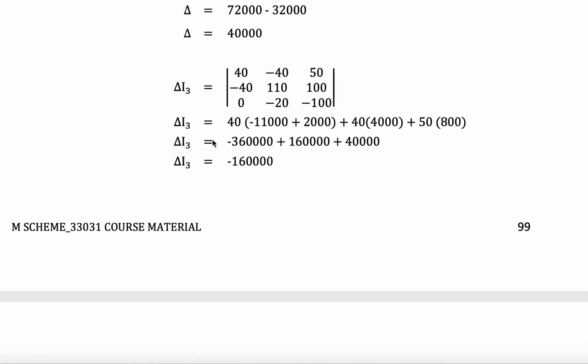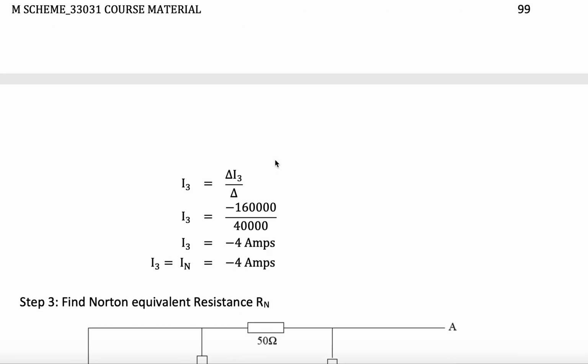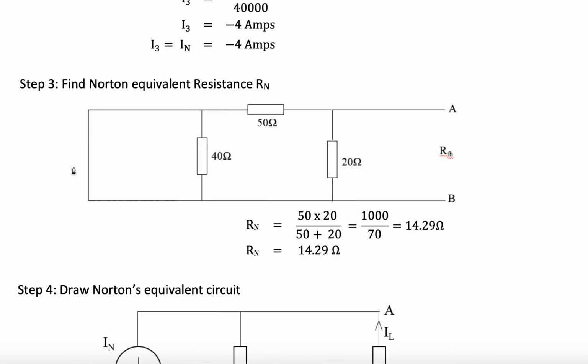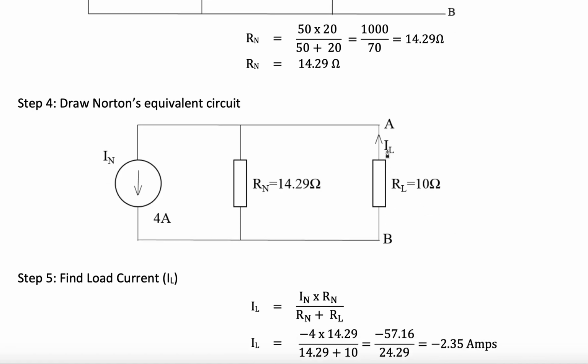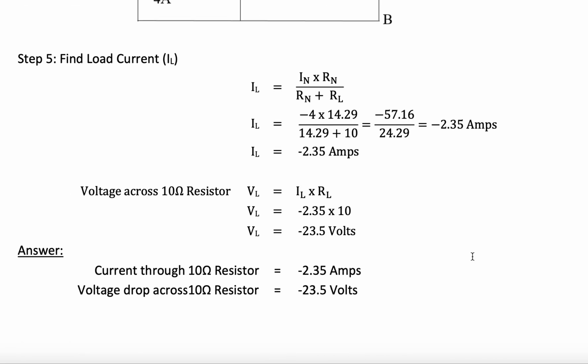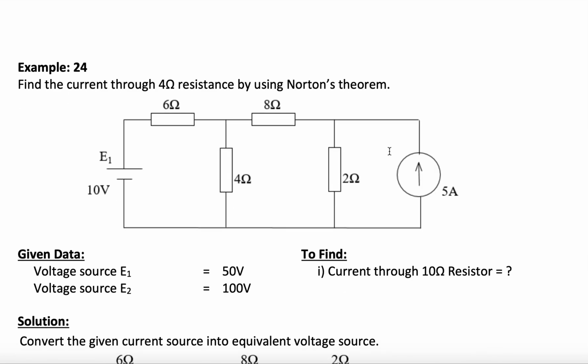Norton's resistance, how to find? Just short circuit this one, then this equivalent becomes 0. 0 into 40 by 0 plus 40 becomes 0. RTH is nothing but 50 parallel 20, 50 into 20 by 50 plus 20, 1000 by 70. This one is the resistance. So 4 ampere in the downward direction, this resistance and the load resistor. So the IL is nothing but minus 4 into 14.29 by this plus this. Voltage across the 10 ohm resistor is nothing but IL into RL. Right. Find the current through the 4 ohm resistance using Norton's theorem.